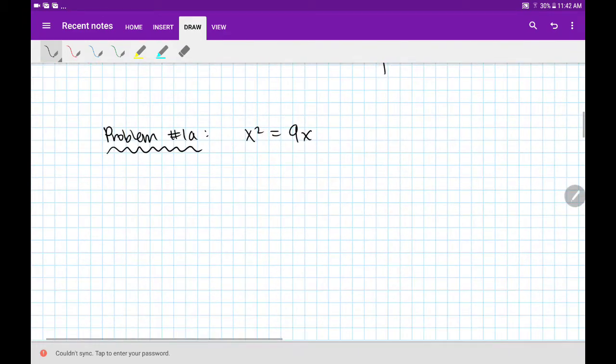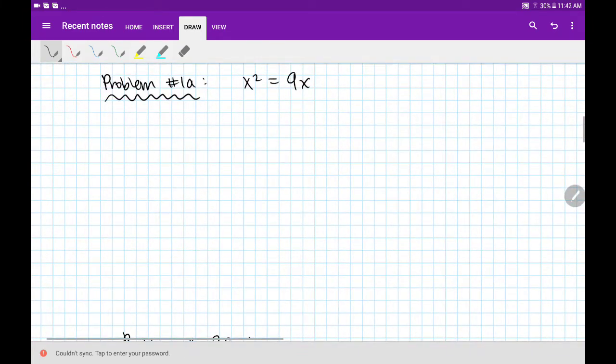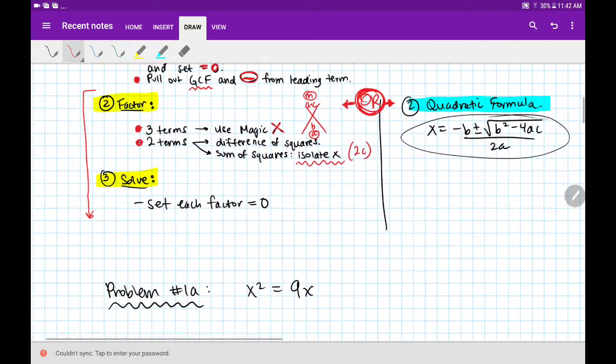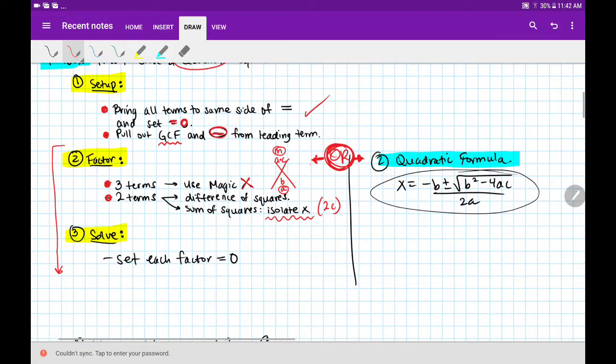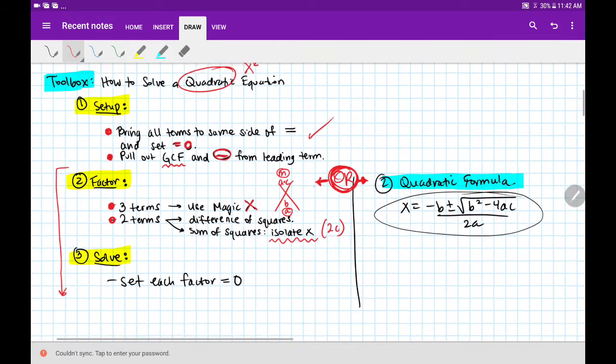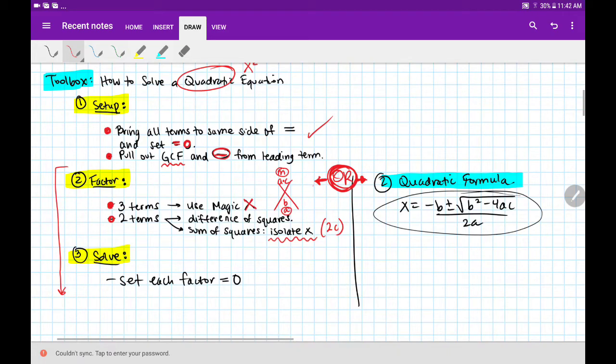All right, let's do the first problem. Number 1a. So the problem says x squared equals 9x. Now have a look back at our notes. By the way, if you need to pause the video and take these notes down, that would be a great idea. We're always going to refer back to our notes.